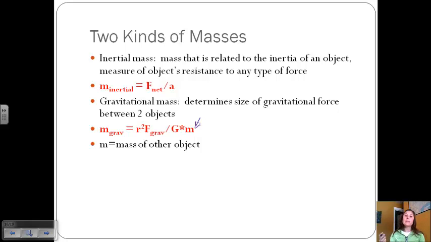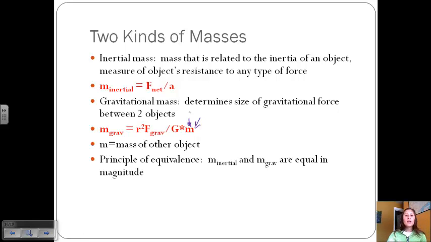And so if we're looking for the gravitational mass of Earth, then our R would be the distance between the objects, the force, the gravitational constant, and then M would be the mass of the object that Earth is putting its gravitational force on.